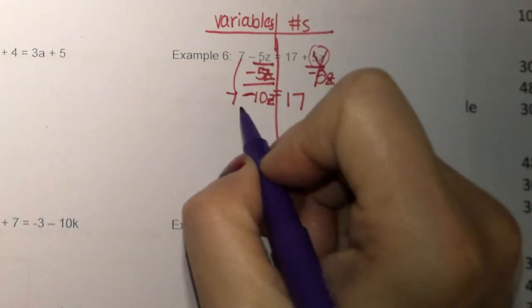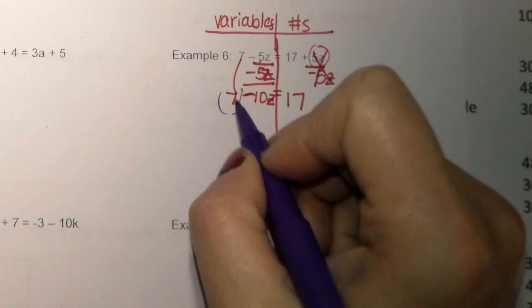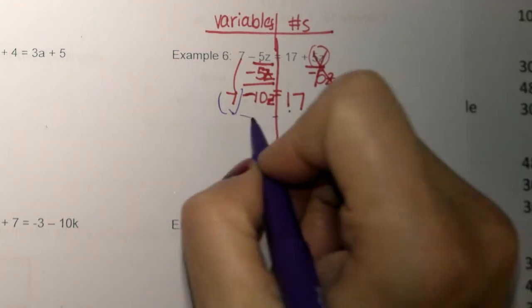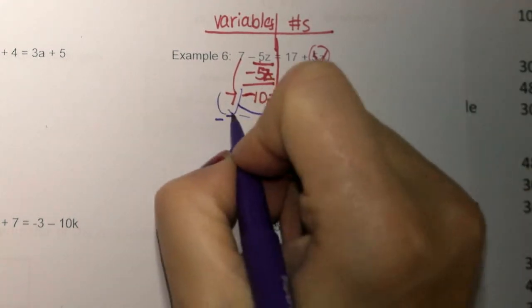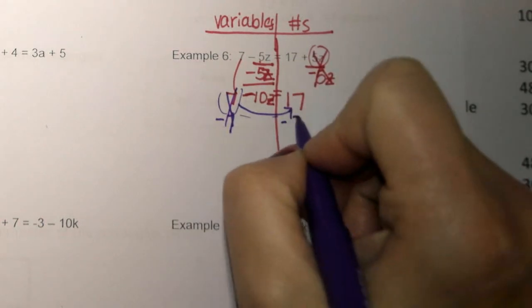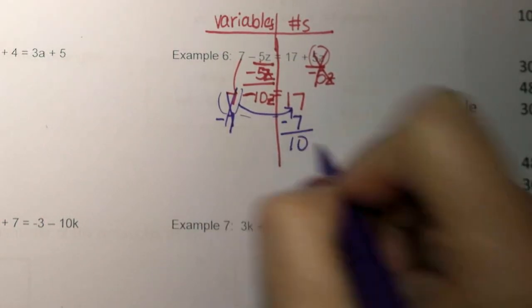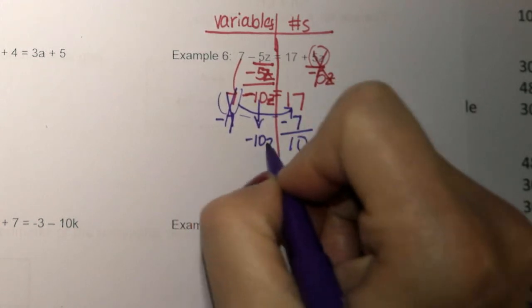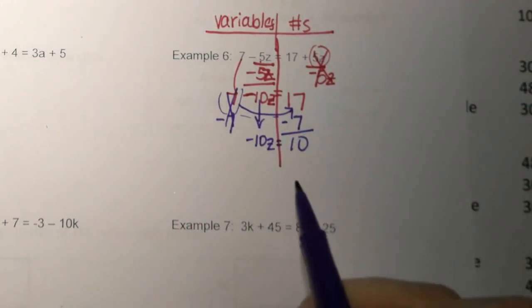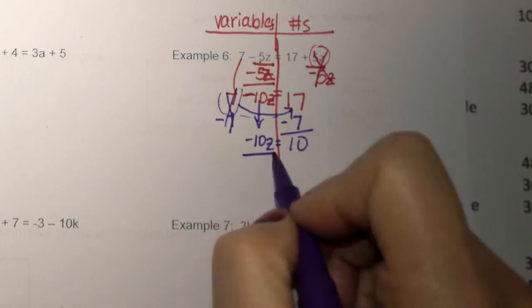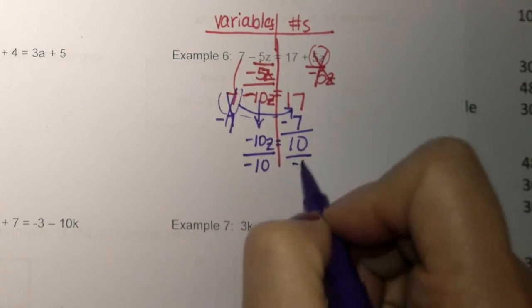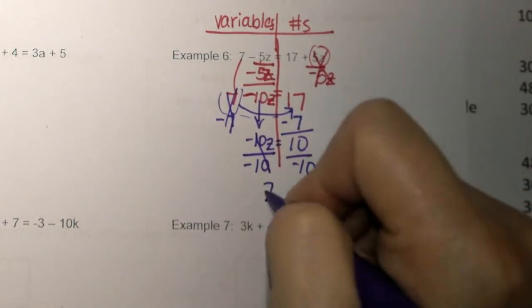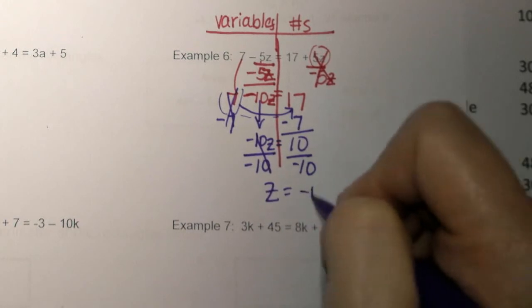Okay, so now we need to take this 7. We want to move him to the number side. To do that, we're going to have to subtract 7 to zero him out. And then we get 10 on this side. And we still have that negative 10z over here. So now we're left with negative 10z equals 10. So we're just going to divide the negative 10 off. And we get z equals negative 1.